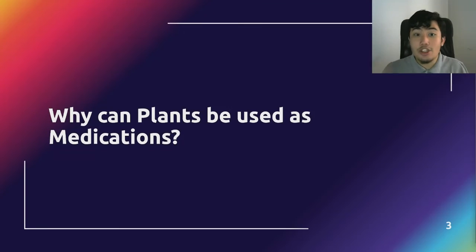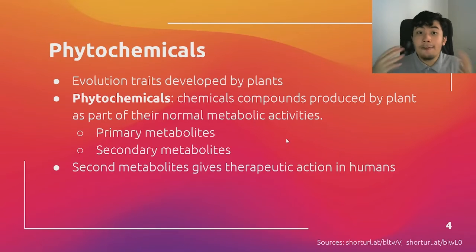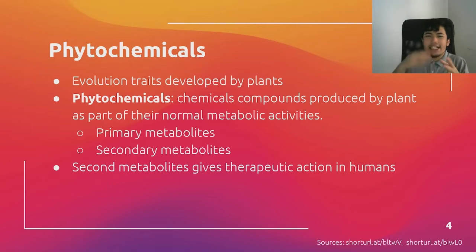Why can plants be used as medication? What makes plants so special is that they contain phytochemicals. All plants produce chemical compounds which give them an evolutionary advantage. These traits come from generations of evolution due to environmental changes, and because of this, plants are useful for human medicine. Phytochemicals are chemical compounds produced by plants that give the ability to resist fungi, bacteria, and viruses, and they arise within the normal metabolic activities of the plant.